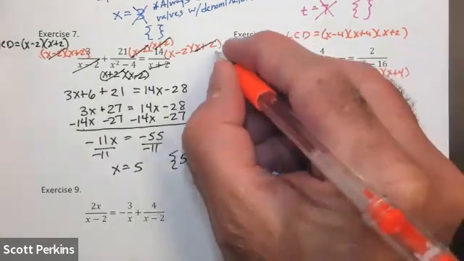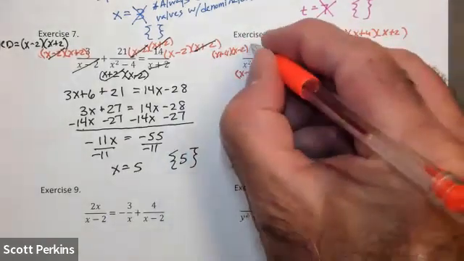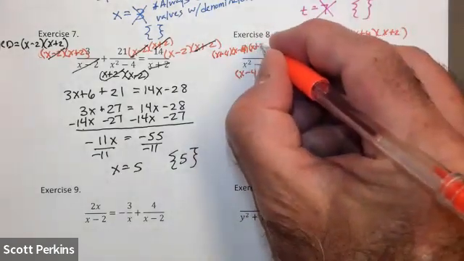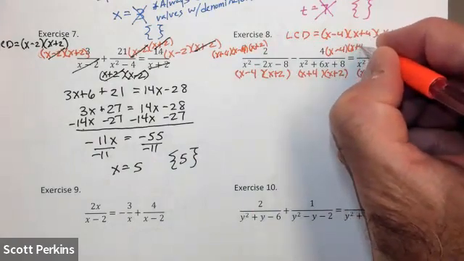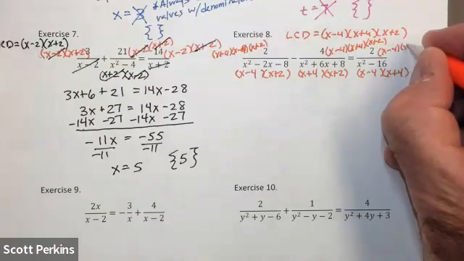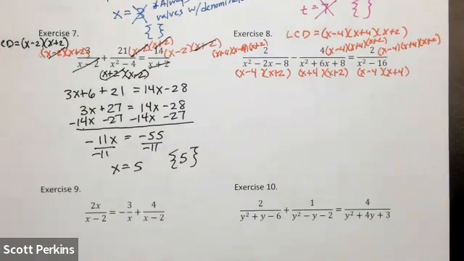So the first one, I've got x plus 4, x minus 4, and then x plus 2. And then the next one, I've got x minus 4, x plus 4, x plus 2. And then the last one, x minus 4, x plus 4, x plus 2. And there's my common denominator. Now all you have to do is go and cancel and solve the equation that appears.